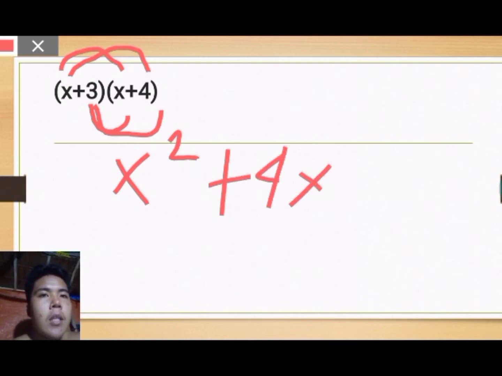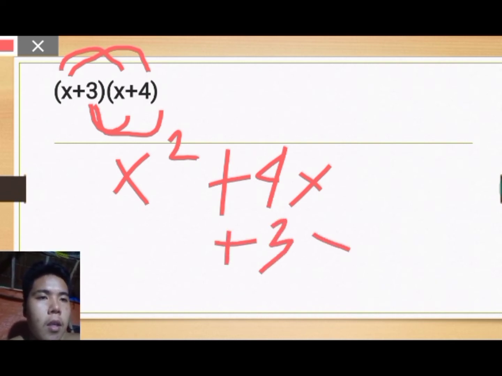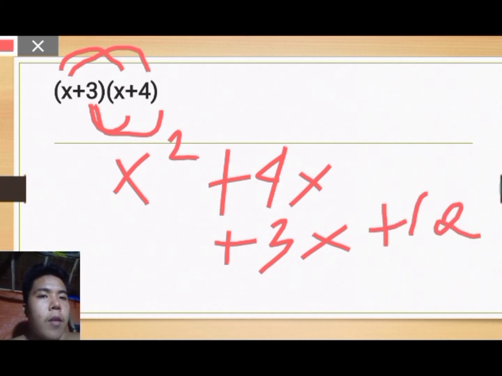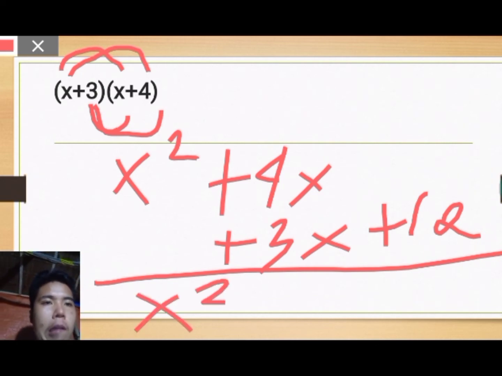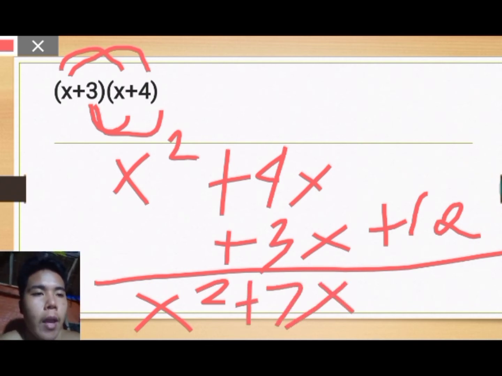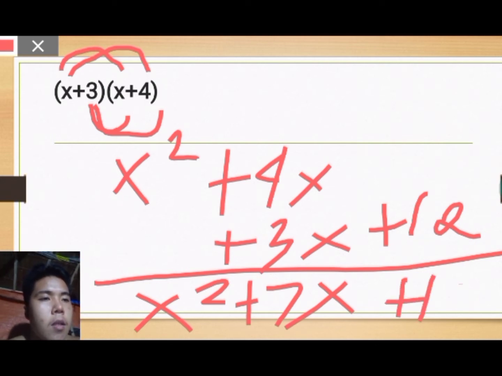Then x times 4, so we have plus 4x. Then 3 times x, so we have positive 3x. Then 3 times 4, so we have positive 12. Then combine the similar terms, so we have x squared, then 4 plus 3, so we have positive 7. Bring down the variable x, plus 12.